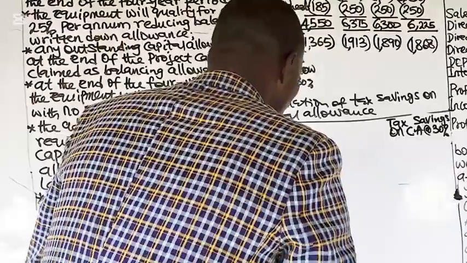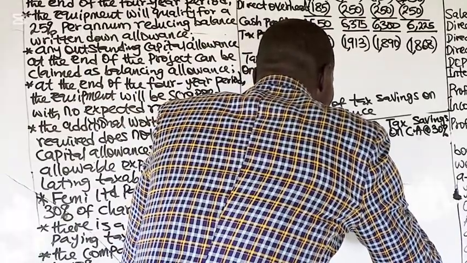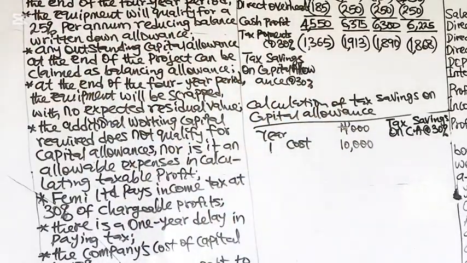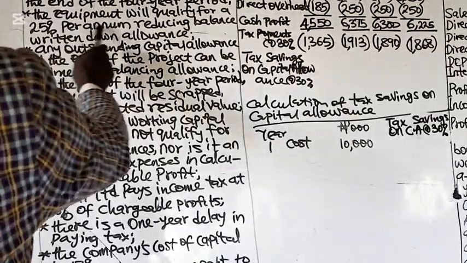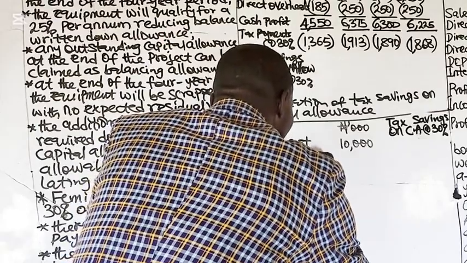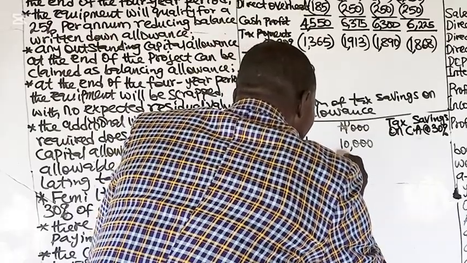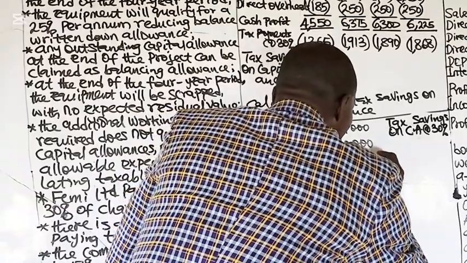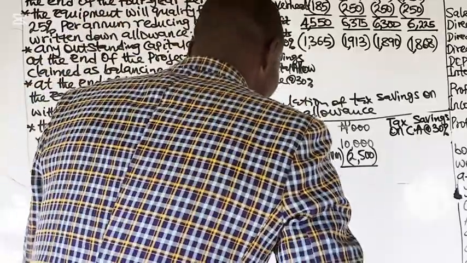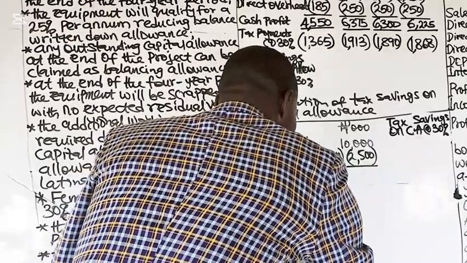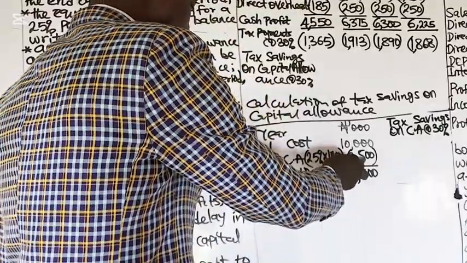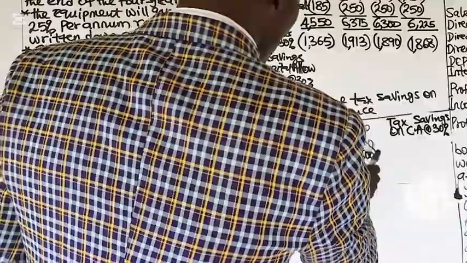So year 1, we have cost. The cost of the asset is 10 million naira. And you are given the capital allowance rate to be 25% per annum using the reducing balance. So we have capital allowance, which is 25% of 10 million. That will be 2.5 million. If you subtract 2.5 million from the 10 million, then you have the tax written down value of 7.5 million. The 7.5 million is obtained when you subtract 2.5 million from 10 million.